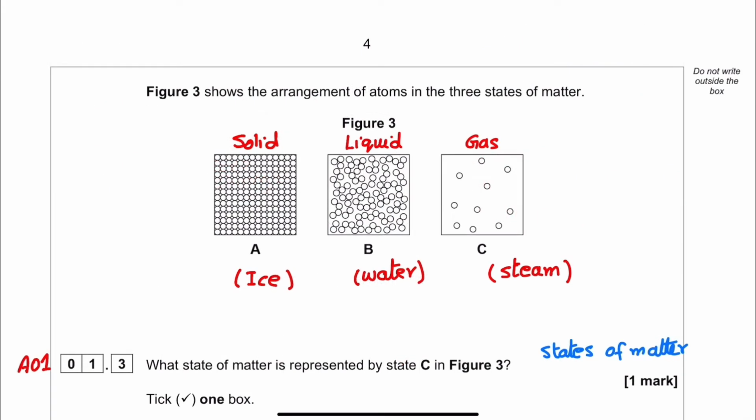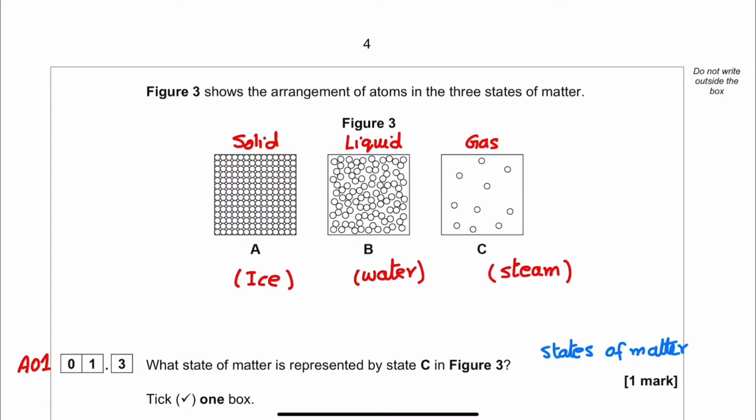Figure number 3 shows the arrangement of atoms in 3 states of matter, A, B, C. I elaborated it as solid, liquid and gas form. Students must know the properties of solid, liquid and gas. If I take A as ice, B is acting as a liquid, I am taking it as water, and C is gas form, I am taking the water as steam.